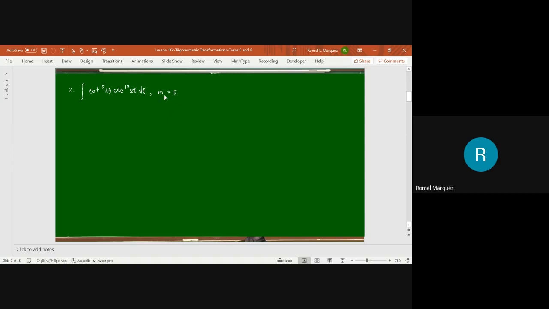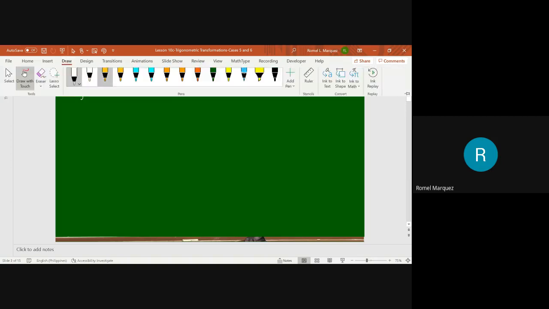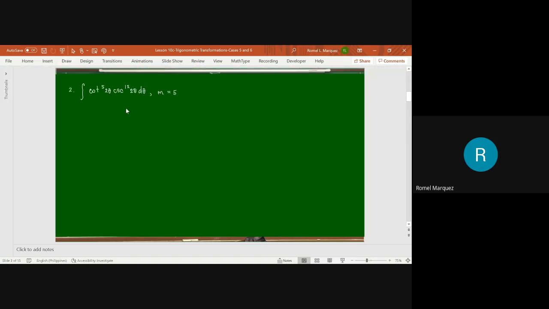Which one is better? Of course, no? So, considering it case 5. Am I right? Expansion of cotangent squared raised to 2. That is easier to expand. So what you do, you transform this rather than the cosecant squared raised to 5 later, no? If you're going to consider it case 4. So better to consider it case 5.